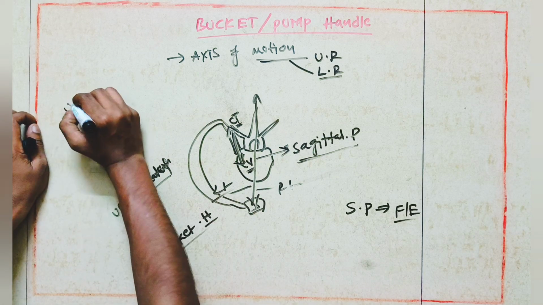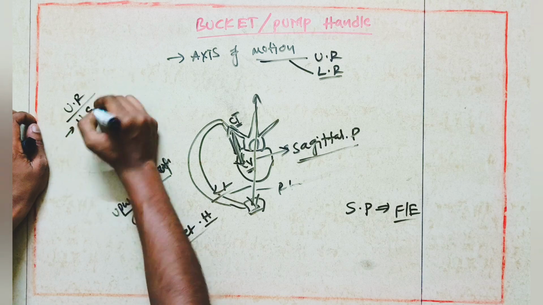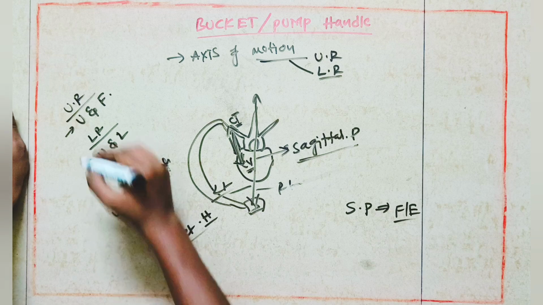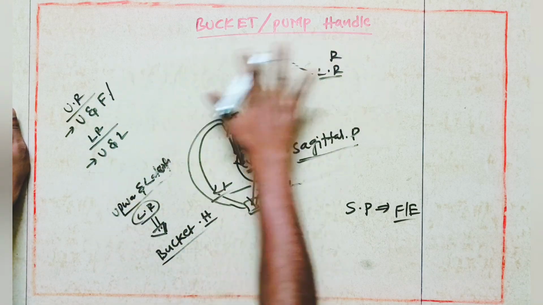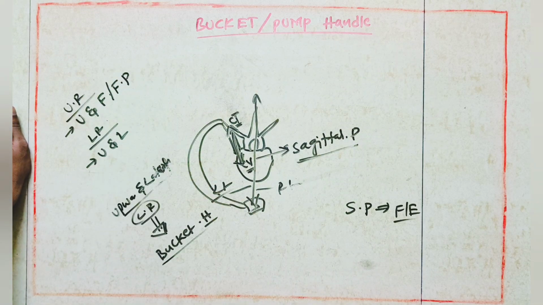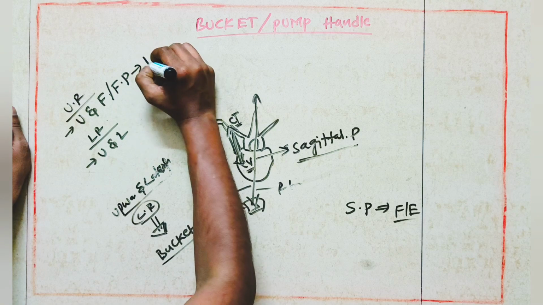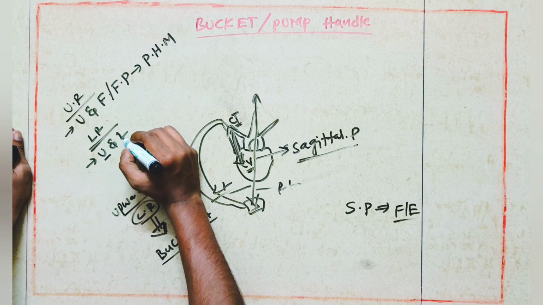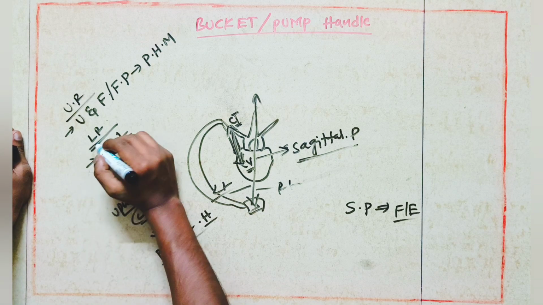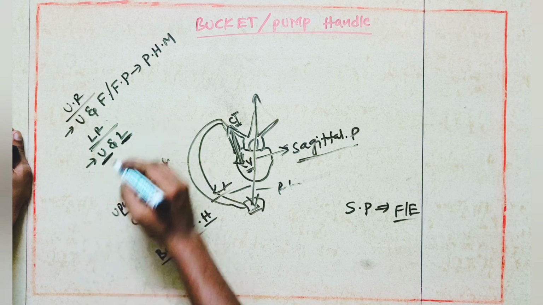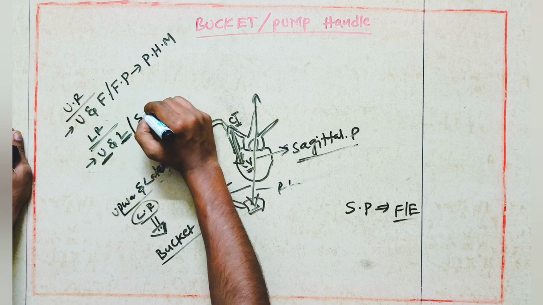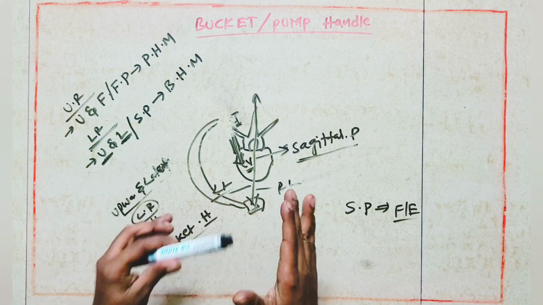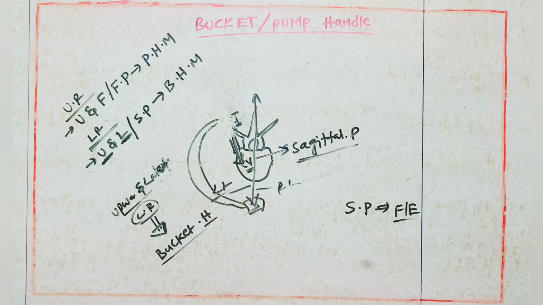If we see the upper ribs, we have upward and forward movement, and in the lower ribs we have upward and lateral movement. This upward and forward movement in the upper rib cage happens in the frontal plane, so it creates the pump handle movement. In the lower rib cage, upward and lateral movements happen, so the plane is the sagittal plane and the movement is the bucket handle movement. Now we'll see in detail how the bucket handle and pump handle movements happen in the rib cage.